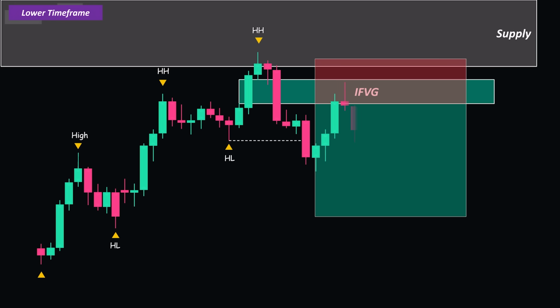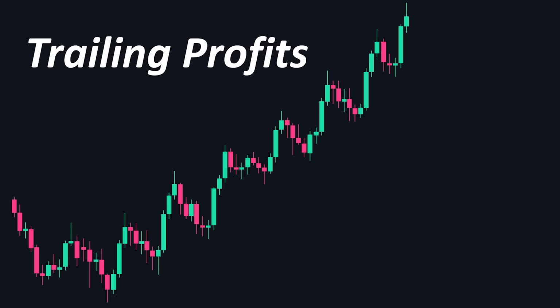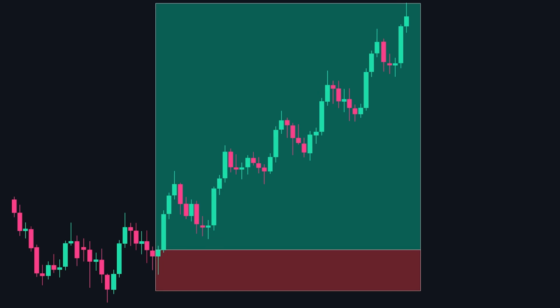For targets, you can aim for a solid 1-to-2 or 1-to-3 risk-to-reward ratio, and then set your next target at the next key level ahead of price. Another approach is to trail your profits, which can sometimes lead to very large risk-to-reward trades. Trailing profits works like this.